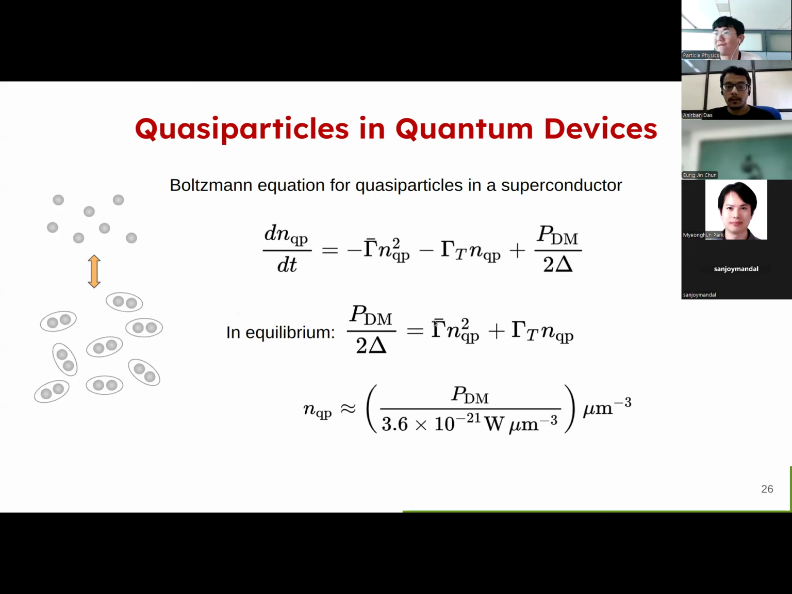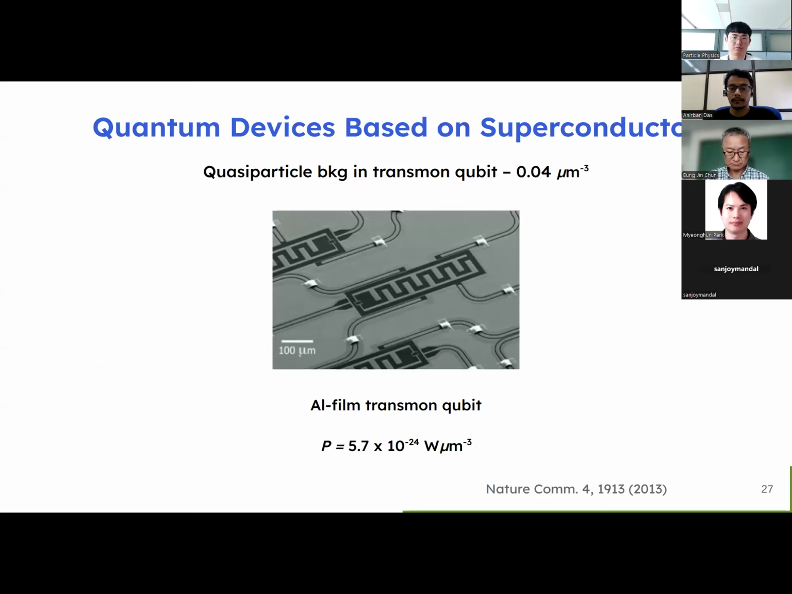And when there is an equilibrium in a steady state, you can drop the left-hand side, and you can get a relation between this dark matter power injection and the quasi-particle density, and that gives us this equation, this relation between number density and power injection. So you can see that you can get to very low power density or power deposition rate for these devices, 10 to the minus 21.